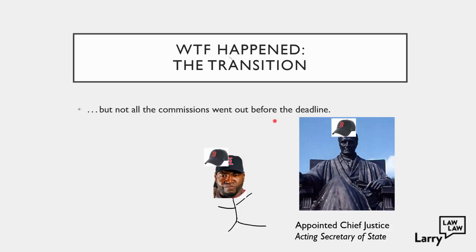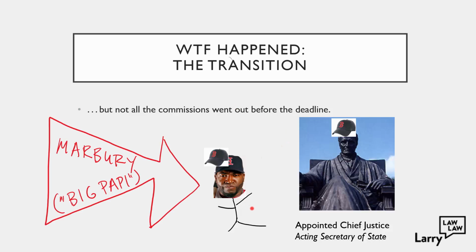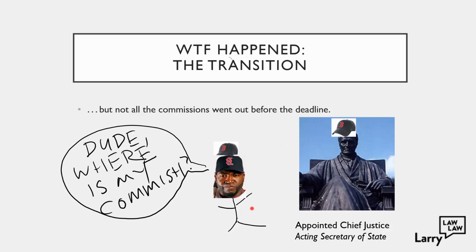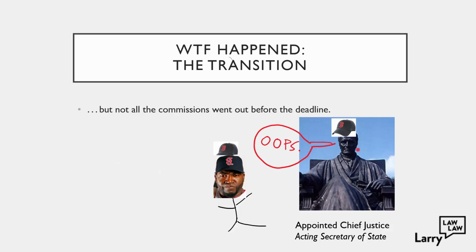But not all of the commissions made it out. Big Papi Marbury did not get his commissions. And he's like, dude, where's my commissions? And Marshall says, oops. So Marbury did not receive his commission to become a justice of the peace of the District of Columbia before Jefferson takes power. So March 3rd, he doesn't get the commission.